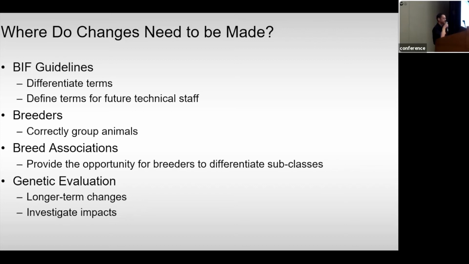Breed associations, I think the data that's collected needs to allow the opportunity to differentiate subclasses so that we can investigate the possibility of fitting some of these cross-classified effects. Changes to genetic evaluation admittedly may come longer term, in terms of investigating fitting this kind of fixed effect that may be range ID by year, by management level, and in random contemporary groups. But it would be interesting to investigate not only the impact of that, but also the impact of fitting some of the cross-classified effects that we mentioned.